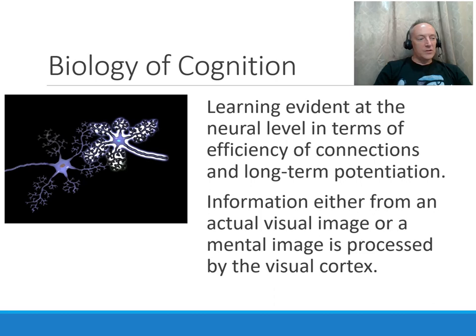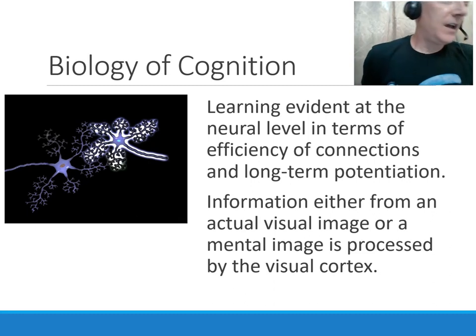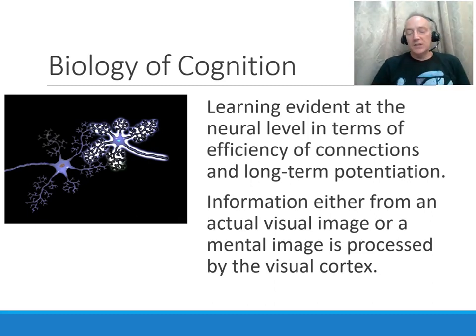You learned very recently in the chapter on memory that the biological basis for memory is long-term potentiation. It is pathways of neurons growing more places where they can form synapses, making those neural pathways more efficient.